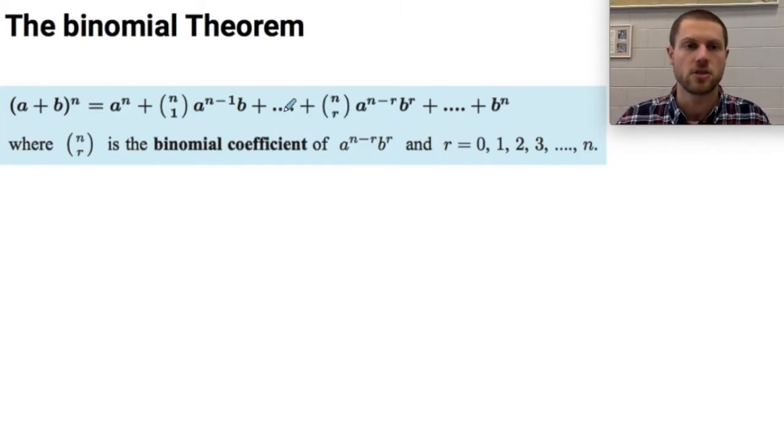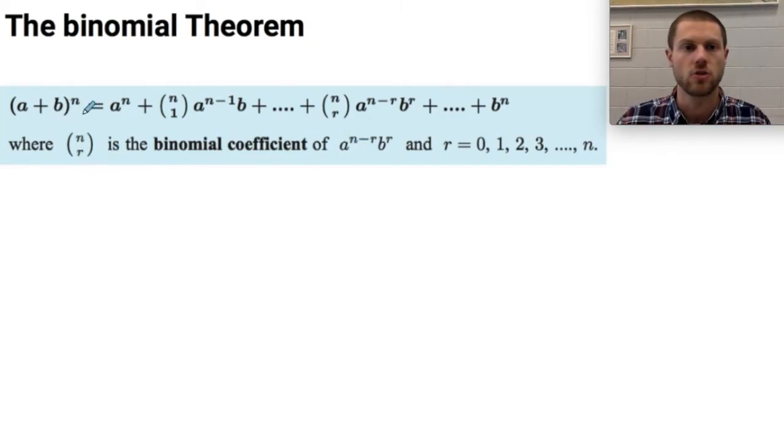The binomial theorem states that if I have some expansion of a plus b to some n power, that's just given as a to the n power plus n choose 1 times a to the n minus 1 times b, plus dot dot dot, plus some n choose r times a to the n minus r power times b to the r power, plus and so on all the way down to b to the n. This might look really complex and confusing, but we'll match it up with some actual numbers that you've seen before in just a second.